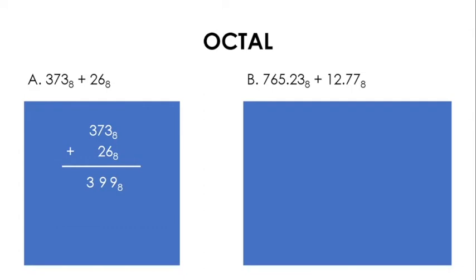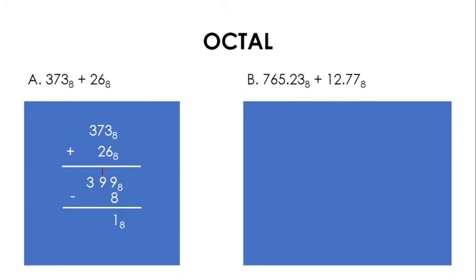Since the largest possible number we can use in an octal number system is 7, we'll have to subtract. So 9 minus 8 will be 1. Since we performed a subtraction, we'll have to carry 1 to the next sum.